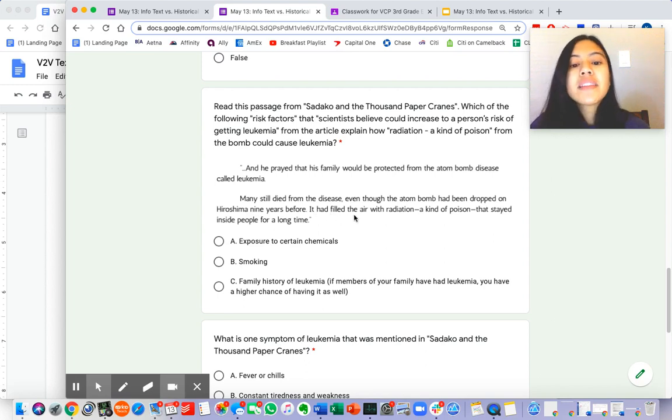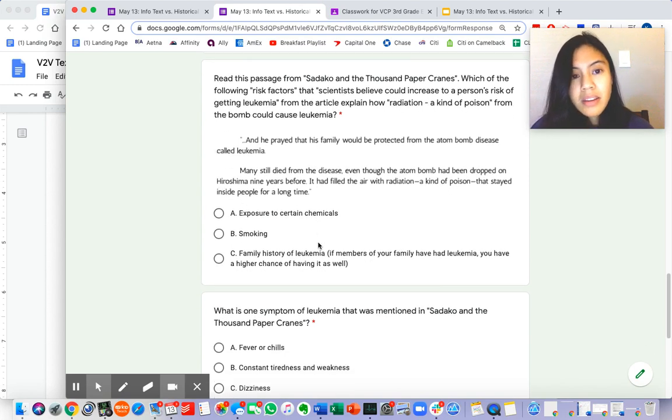It had filled the air with radiation, a kind of poison that stayed inside people for a long time. Could this radiation be evidence of exposure to certain chemicals, smoking, or a family history of leukemia? Which one? 1, 2, or 3? Tell me.